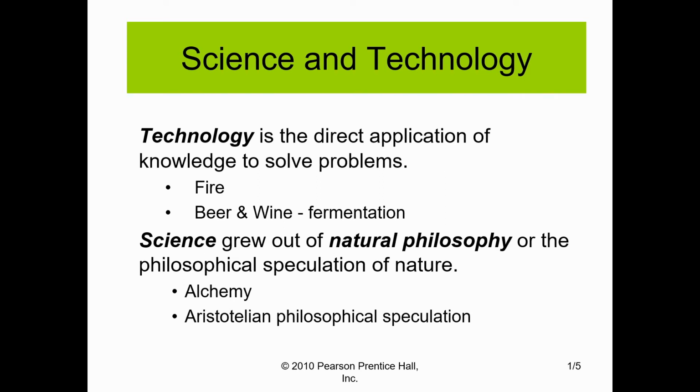Science grew out of the natural philosophy of this speculation of nature. And so some of the original science, the original chemistry, is rooted in the form of alchemy, which originated around 700 BC and spread across Europe into the Middle Ages.